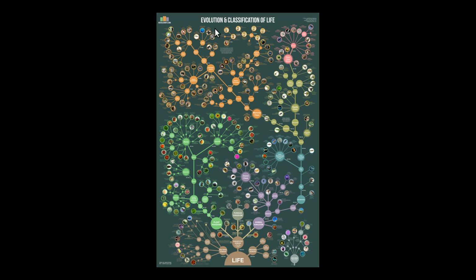Now, as the title suggests, this is both an evolution chart because it shows the various evolutionary connections between living things, but it's also a classification chart because it shows how living things are classified into various kingdoms, orders, classes, species, and so forth.